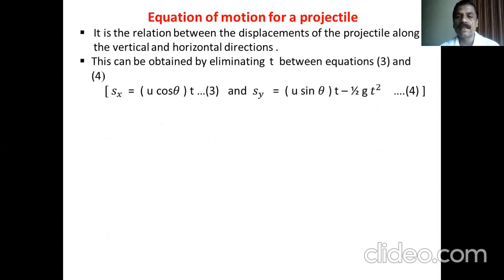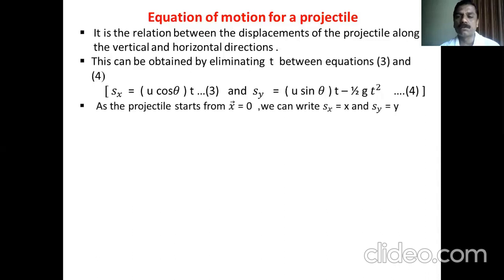Now let us discuss Sx and Sy. These are the displacements along the x and y axis, which we have already seen in equations 3 and 4. As motion starts from x equal to 0, Sx, the displacement along the x-axis, is considered as x, and Sy, the displacement along the y-axis, is considered as y. So Sx is replaced with x and Sy is replaced with y. So the third equation will change: Sx is equal to u cos theta into t.